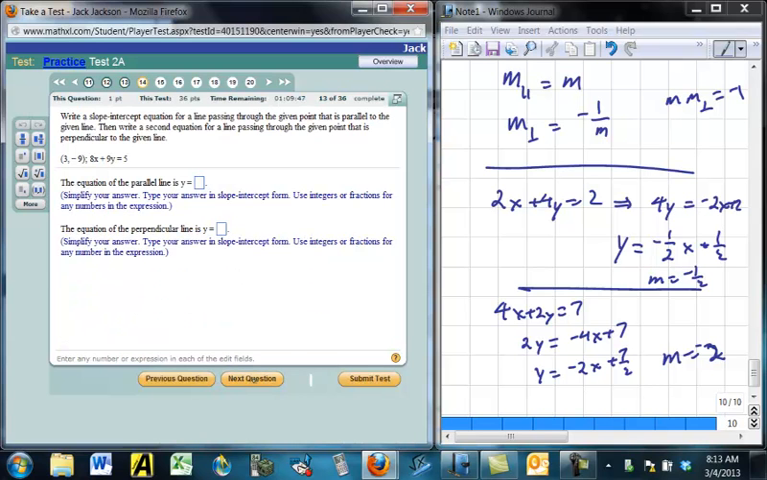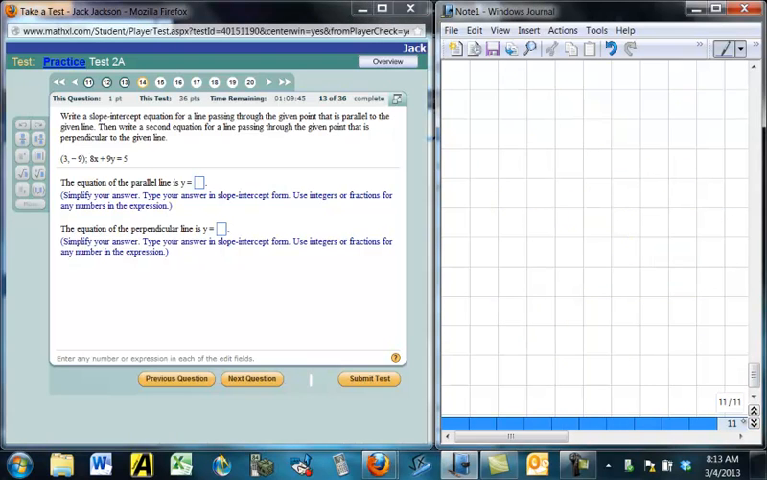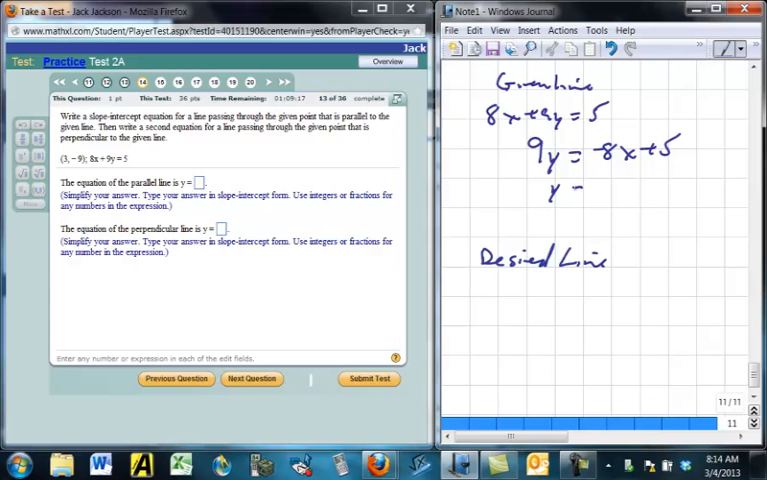Alright, let's see what we got here. Okay. Slope-intercept form of an equation for a line passing through the given point parallel to the given line. So here there's two things. There's a given line and a desired line. Okay, the given line is 8x plus 9y equals 5. Subtract 8x from both sides and divide by 9 to get it into slope y-intercept form.